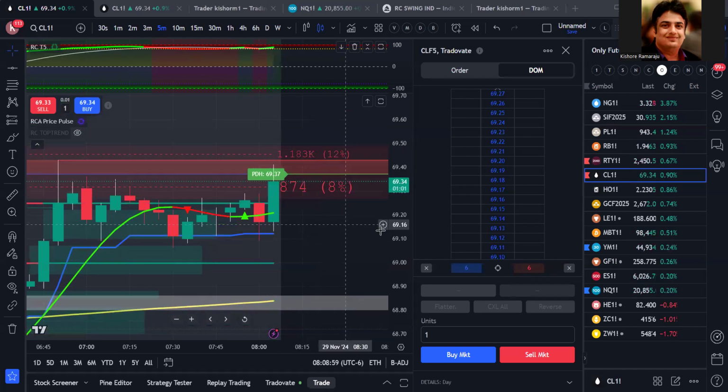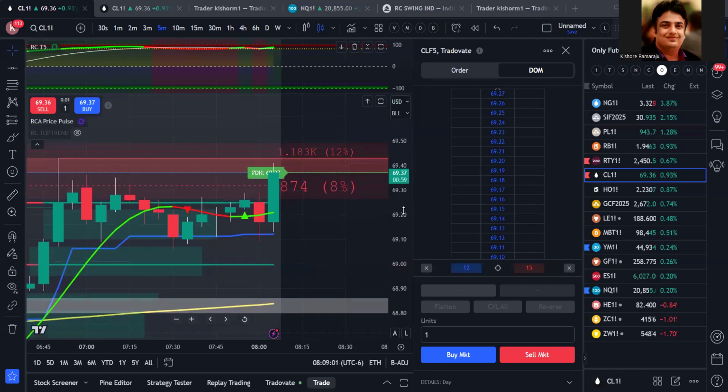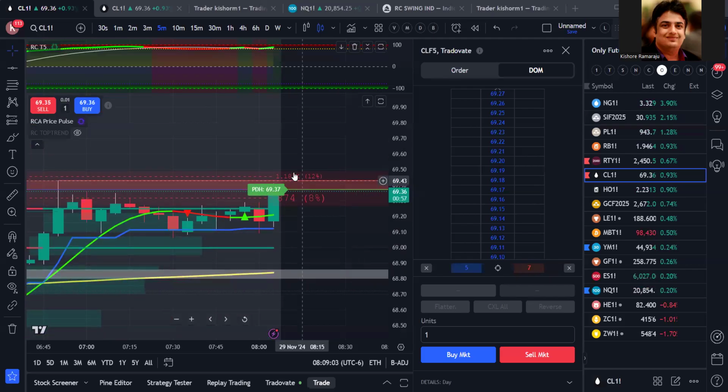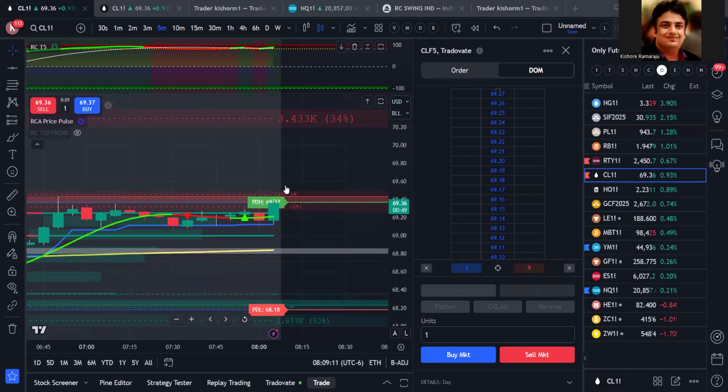That's how, when you combine multiple indicators, your success will be much higher. In case price goes above this, then we can enter a long. That means there are more buyers than the sellers here. If buyers can break this resistance, go here, then we can enter and it may go all the way to 70.2.